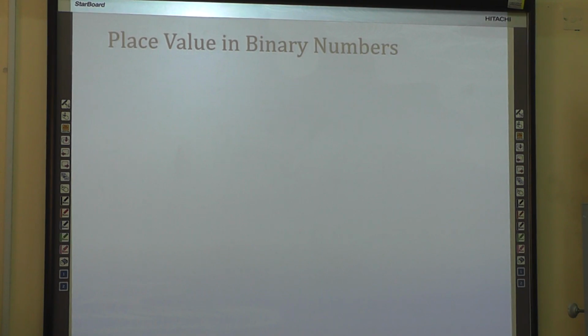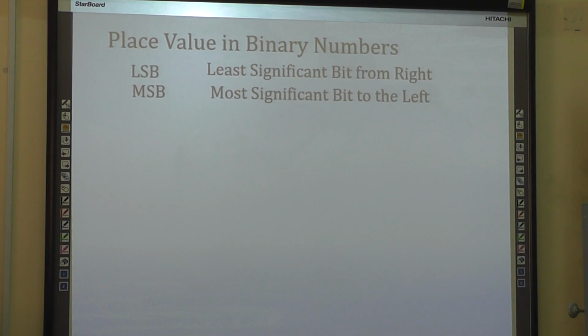There is a place value in a binary number: the LSB and the MSB. LSB means least significant bit, which can be found on the right side of the binary number, while the most significant bit can be found on the left side of the binary number.